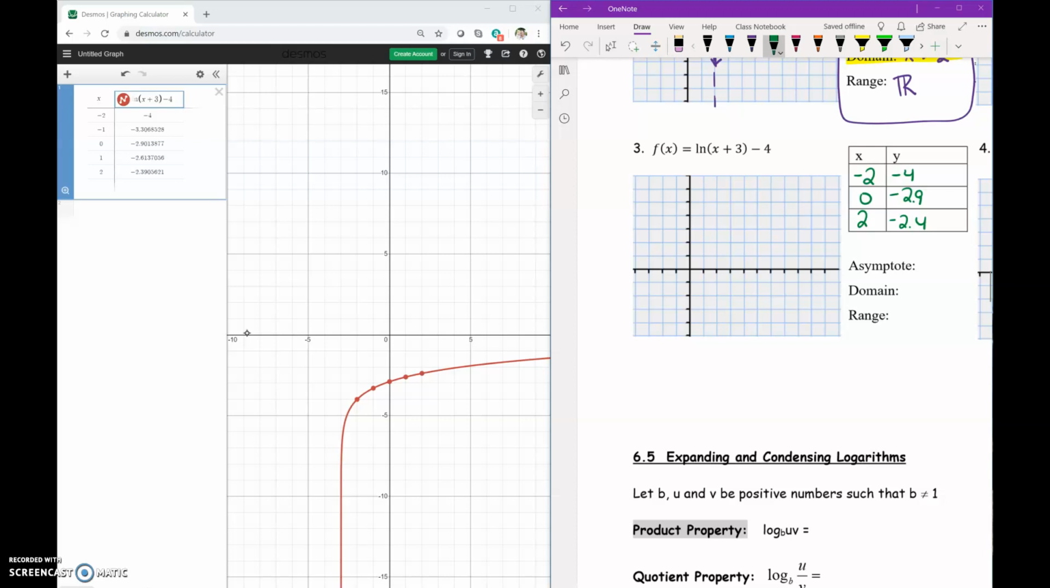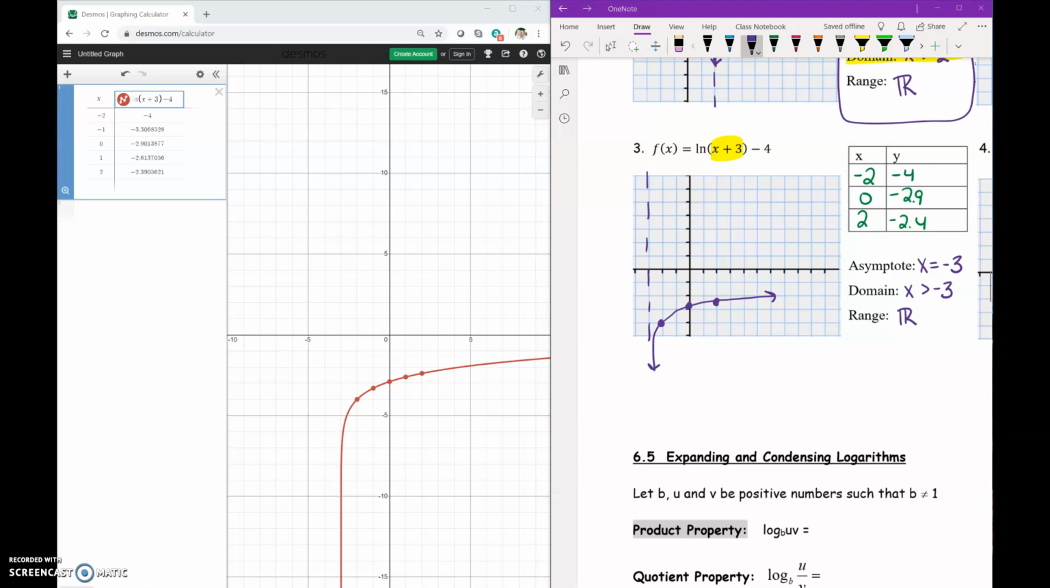Asymptote, domain, and range works exactly the same for ln because it's still a log. ln is still a log graph. It's just log base e. So our asymptote still comes from whatever's in the parentheses. This thing moved left 3, so our asymptote is at x equals -3. The graph is on the right side of that, so the domain is x is greater than -3, and our range is still all real numbers.